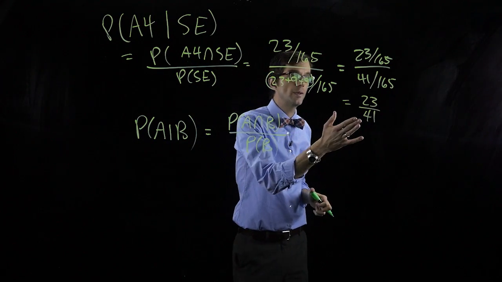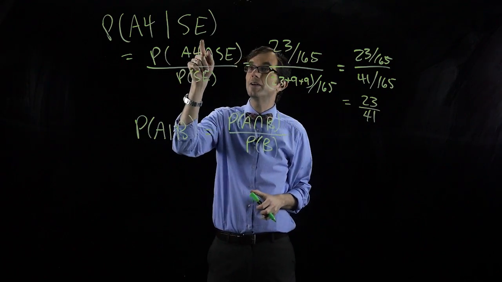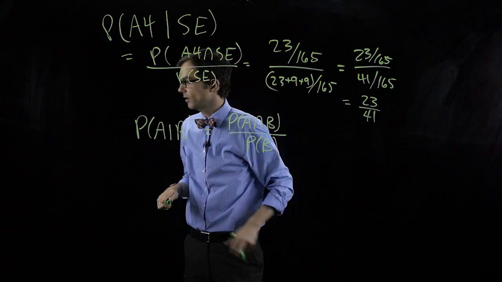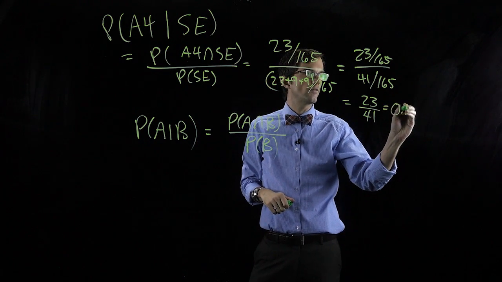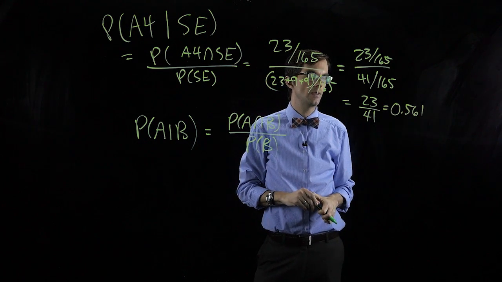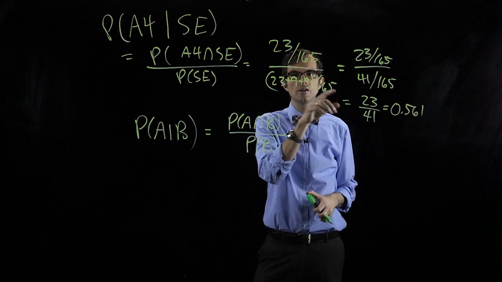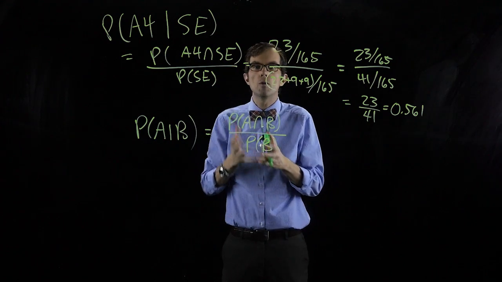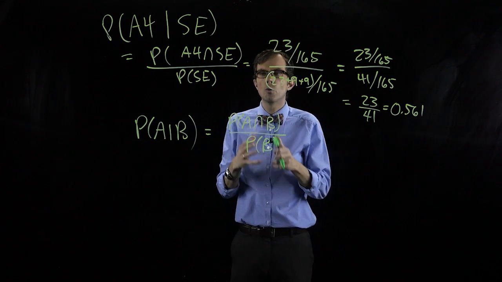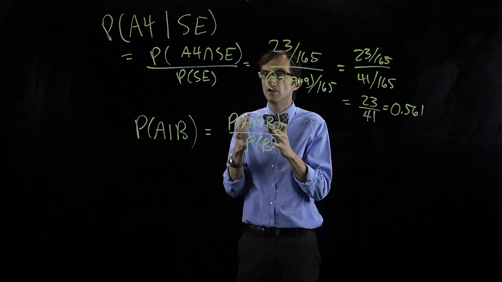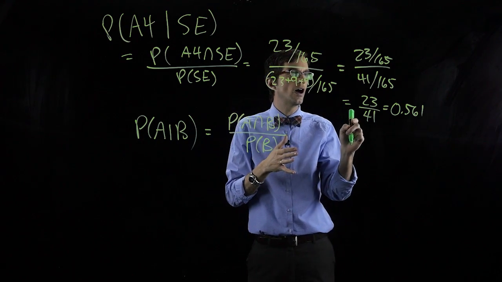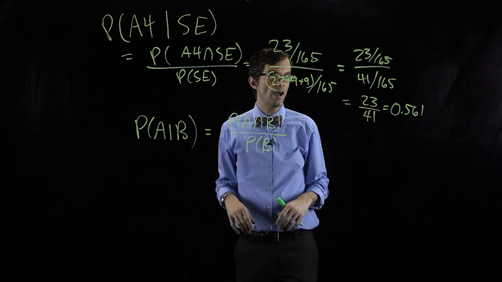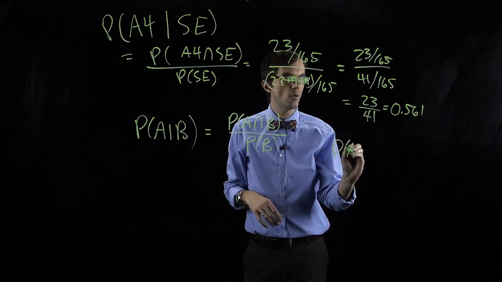Okay, so given that we see that the model was made in the southeast, what's the probability that it was an A4 model? That is 0.561. Okay? So what does this notion of first viewing where it was made, how does that help us? How does that change the problem? Well, we're essentially limiting ourselves to just those 41 models made in the southeast, and we're not looking at all 165. What's the probability of A4 in general?